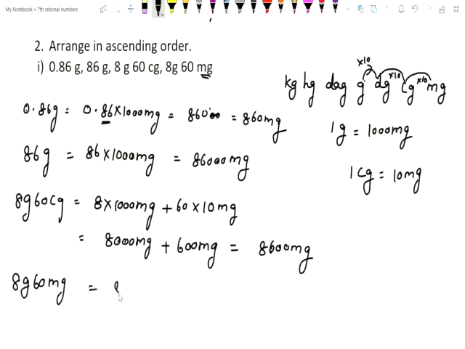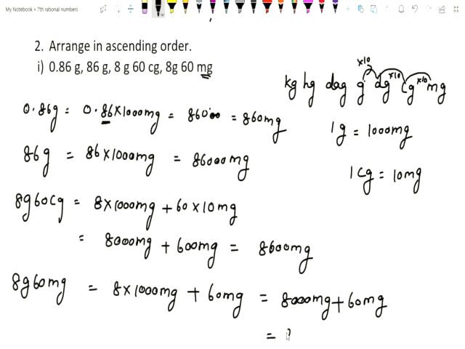And next one, 8 gram 60 milligram. So 8 gram is 8 into 1000 milligram, plus 60 milligram, which is already in milligram. So 8000 milligram plus 60 milligram. What you will get? 8060 milligram. Now you compare the numbers: 860, 86,000, 8600, 8060.